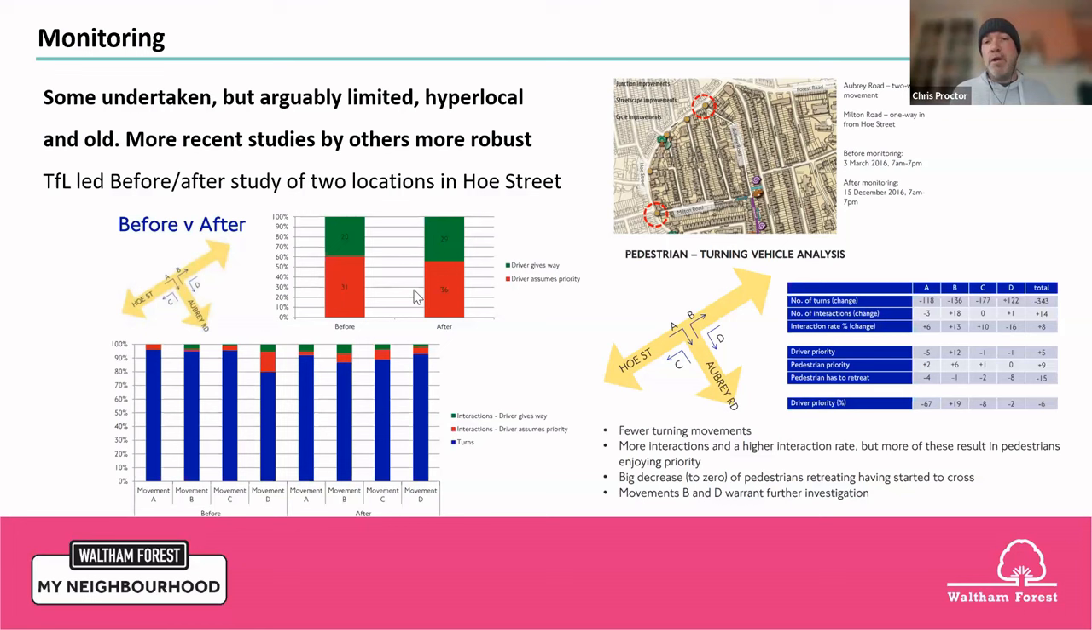This is the northern end, which was delivered in 2016. This was a bit of work looking at before and after, with some conflict interaction analysis. One key point is that the number of drivers giving way did appear to go up after putting in these continuous footways, obviously maybe not as much as we would have liked, but these were very early days, some of the first installed in the borough. And at this particular location, there were some vehicle movements in and out where driver priority and pedestrian priority changed more significantly.